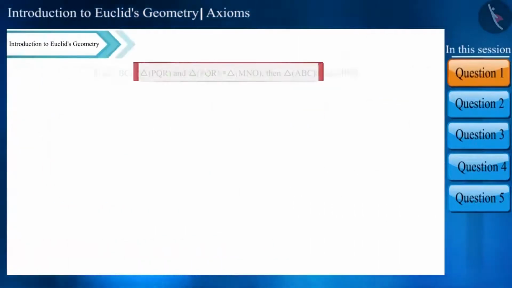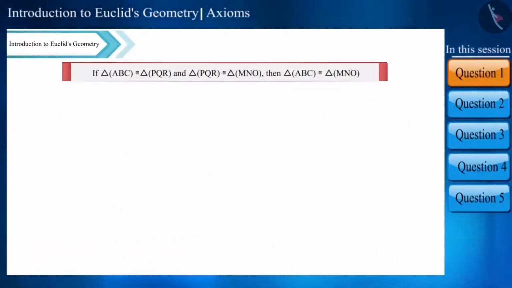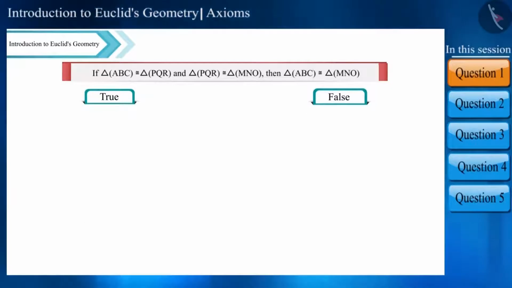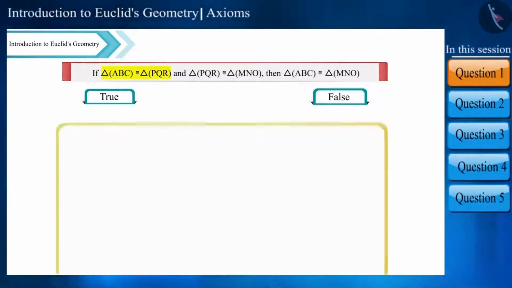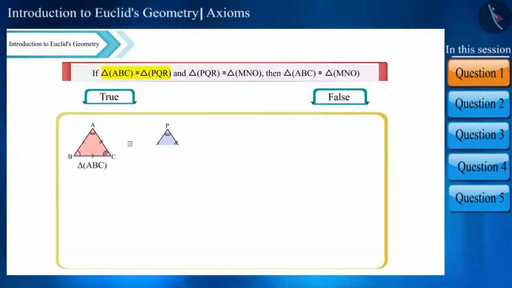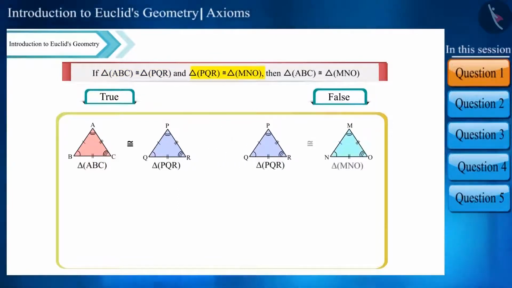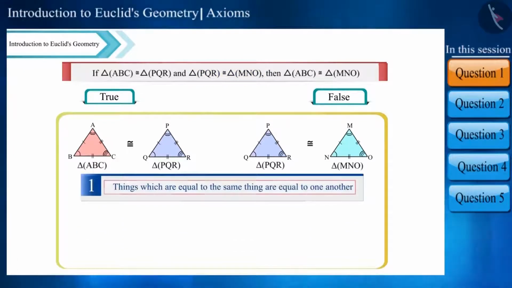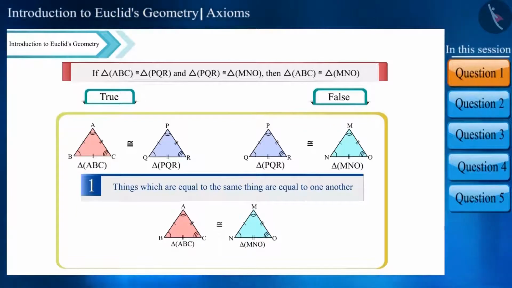Let's start with the question: is the given statement true or false? In this, triangle ABC is congruent to triangle PQR. And triangle PQR is equal to triangle MNO. According to Euclid's first axiom, things which are equal to the same thing are equal to one another. Hence, triangle ABC will be congruent to triangle MNO. And the statement is true.